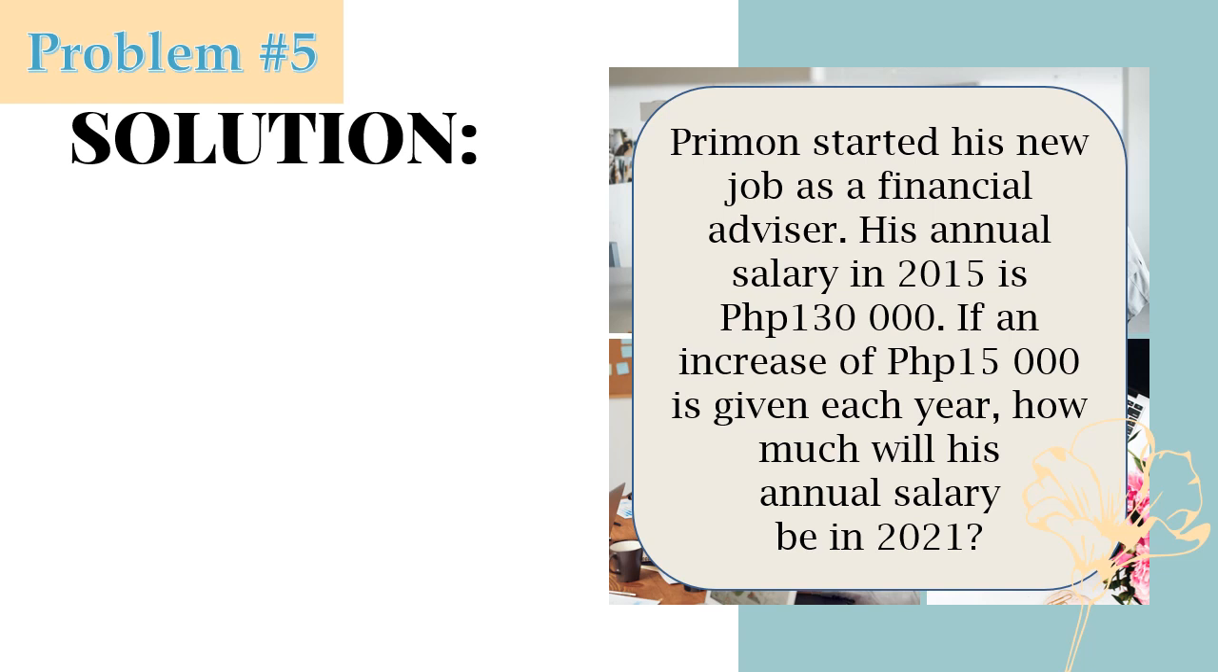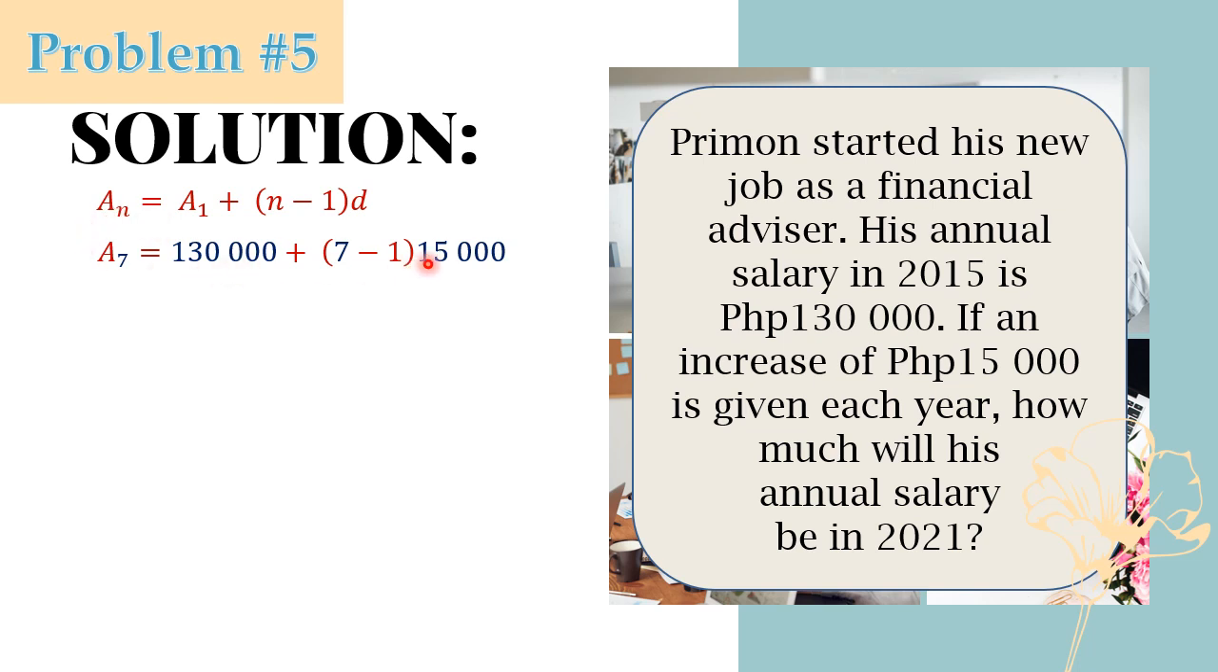Okay, so you need to identify first how many terms or how many years is being considered here in the given problem. It's stated here the data started from 2015, and you are asked what will be his salary in 2021. So that means you are going to use the general formula for arithmetic sequence. Substituting in the formula, I have here a sub 7.